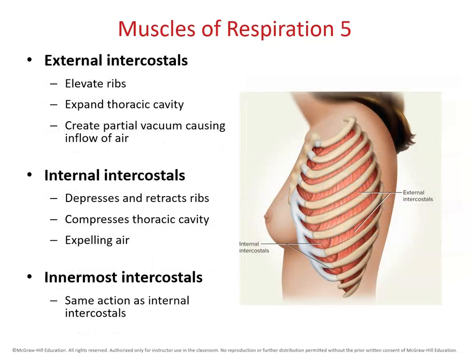So remember that there are 3 different groups of intercostal muscles. We have the external intercostals that elevate the ribs and expand that thoracic cavity. If you put your fingers on your sides below your armpits and you take a deep breath in, these are the things that expand and allow your ribs to move apart slightly. The internal intercostals are the things that allow your ribs to depress and retract. And then the innermost intercostals have the same function as the internals.